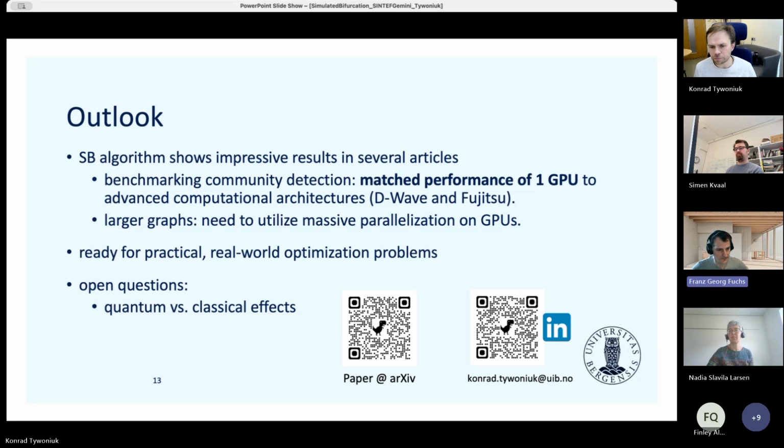Okay. But with 20,000 nodes, I guess it's hard to know the optimal solution. Yeah, at least in general. We can just compare to other benchmarks around there.